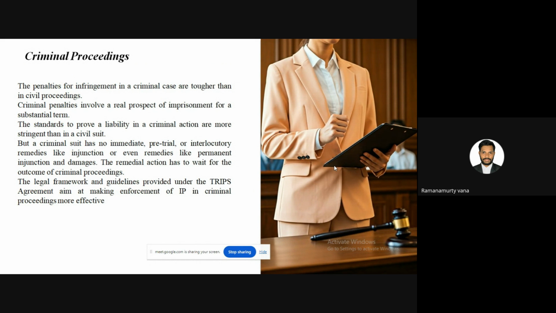In a civil suit, we have pre-trial injunctions, like the Anton Piller search order or the Mareva injunction, the freezing order, which we talked about earlier today. But in criminal suits, there are no immediate, pre-trial or interlocutory remedies like injunctions. The remedial actions have to wait for the outcome of the criminal proceedings. The legal framework and guidelines under the TRIPS agreement aim at making enforcement of intellectual property in criminal proceedings more effective.